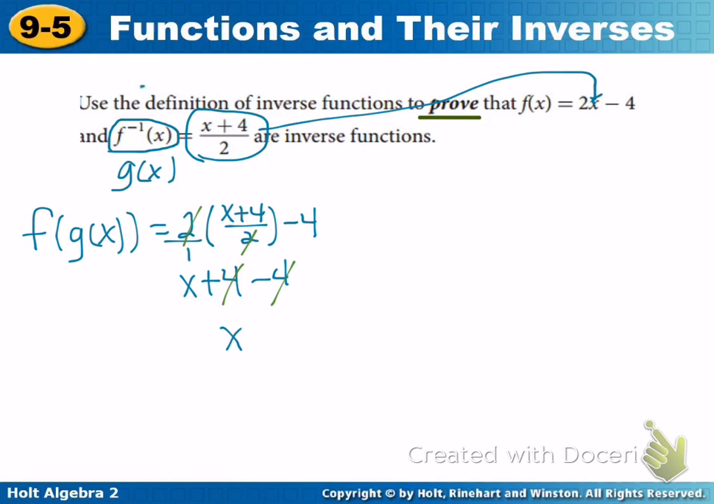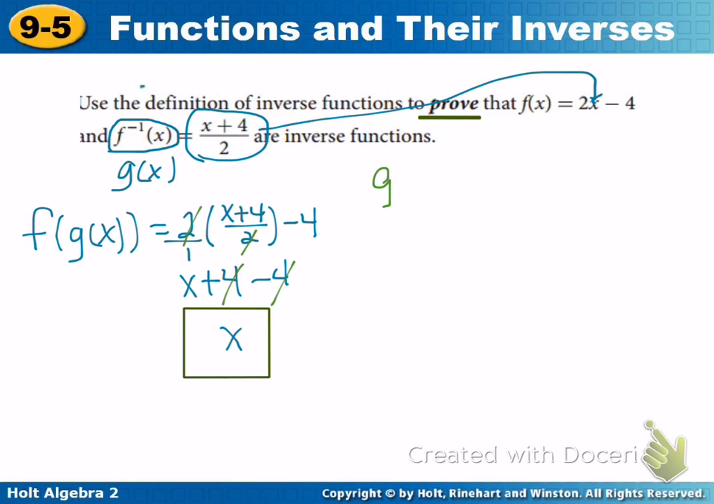That's what they're talking about. When you simplify it down, inverse functions will cancel each other out, and you'll only be left with that input, in this case the x. All right? Let's do it again.